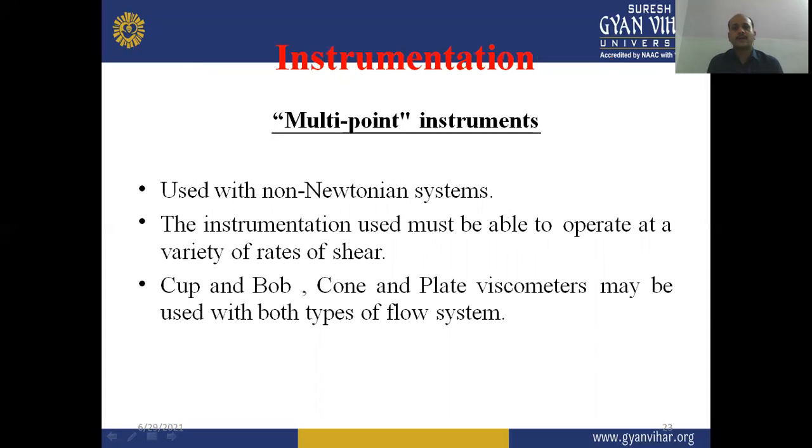Now, after the discussion of single point instruments, which can be explained with the help of different examples like capillary viscometers, Oswald viscometers, and falling sphere viscometers, in the second type of instrumentation part, there are multi-point instruments or multi-point viscometers. They are known as rotational type of viscometer, which is based on the rotation phenomena. It can be used with the non-Newtonian systems.